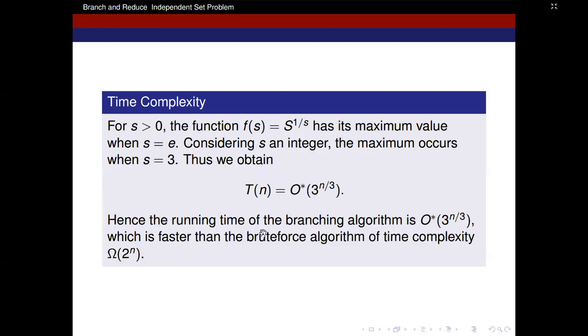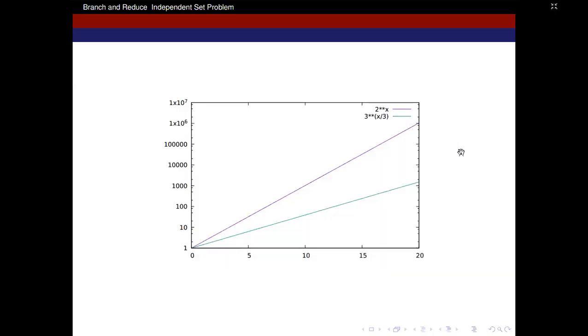Hence the running time of this algorithm is this part, which is faster than the brute force algorithm time complexity, that is omega of 2 to the power n. If you plot these two functions, the purple one is 2 to the power x, and this one is 2 to the power x by 3, which is drawn in green color. So this function is faster than this function. So we have obtained a faster algorithm using the branch and reduce technique.